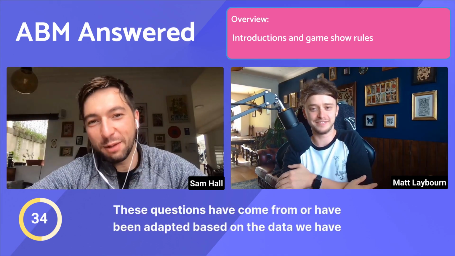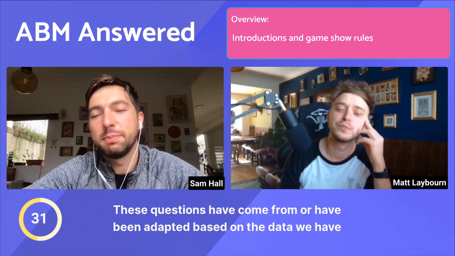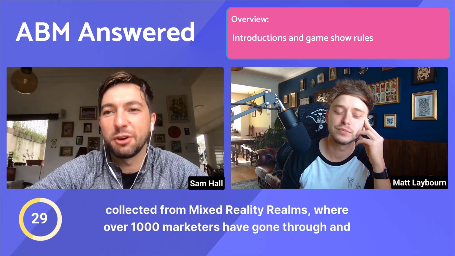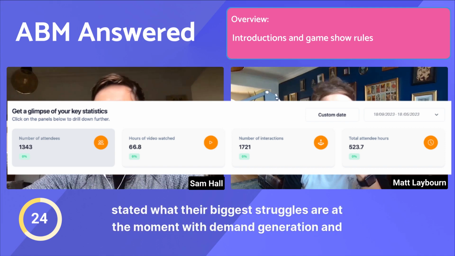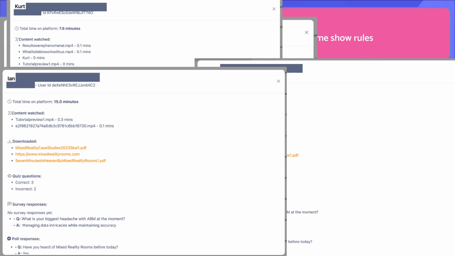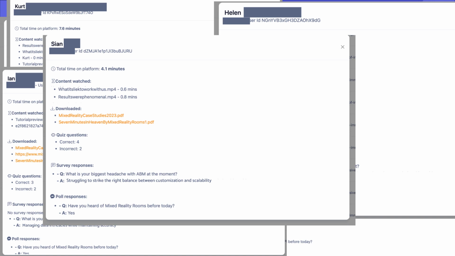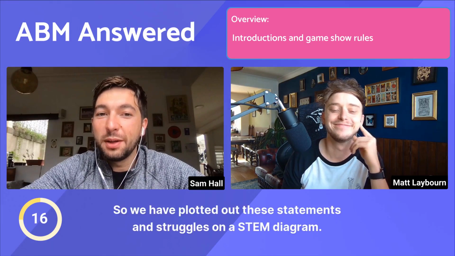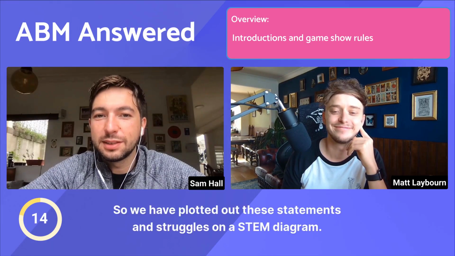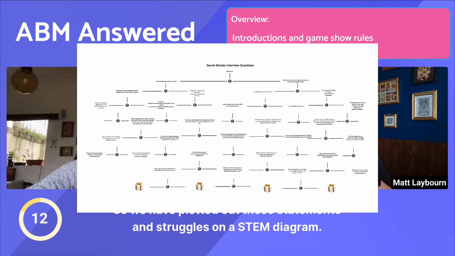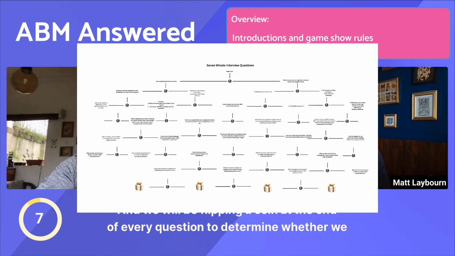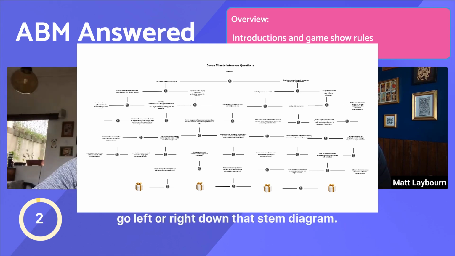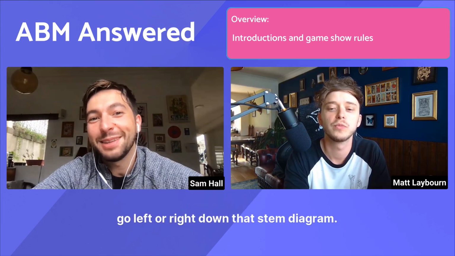These questions have come from or have been adapted based on the data we have collected from mixed reality rooms, where over 1,000 marketers have gone through and stated what their biggest struggles are at the moment with demand generation and account-based marketing. So we have plotted out these statements and struggles on a stem diagram, which I will beautifully and visually pull up on the screen afterwards. And we will be flipping a coin at the end of every question to determine whether we go left or right down that stem diagram.